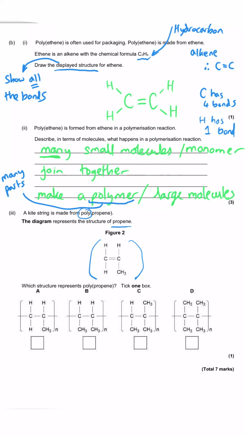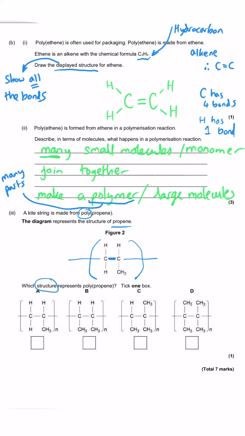Now we're being asked which structure represents polypropene. And so what we need to be looking at here is seeing whether the structure that I've put inside the brackets here is replicated inside these brackets. Now, it won't be replicated precisely, because what happens in polymerization is the double bond breaks and it becomes only a single bond, and the chains grow from either side of those two carbon atoms that did have the double bond.